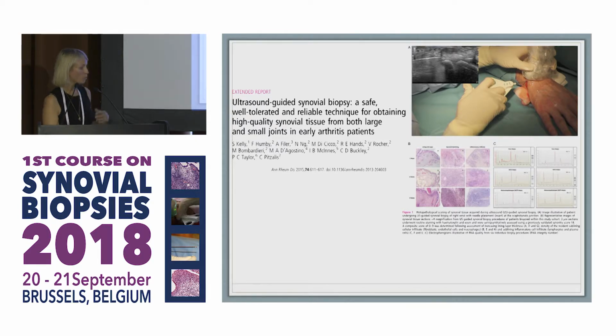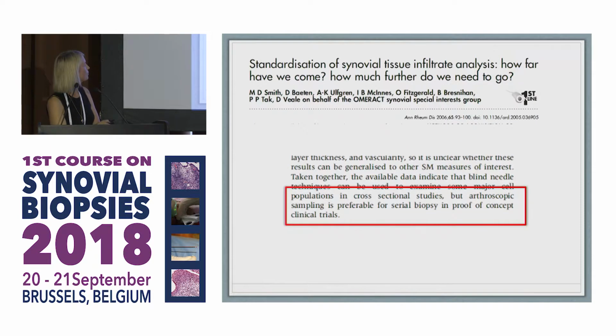transcriptomic data. But what was missing from that was a direct comparison with our gold standard of arthroscopic biopsy. And so it remained, and this is an extract from the OMERACT Special Interest Group in 2016, which has stood till now, hasn't really changed, that arthroscopic sampling is preferable still for serial biopsy in proof of concept clinical trials. So still at the moment, still viewed as a gold standard. And that's because until recently, really, we haven't had these comparative studies.